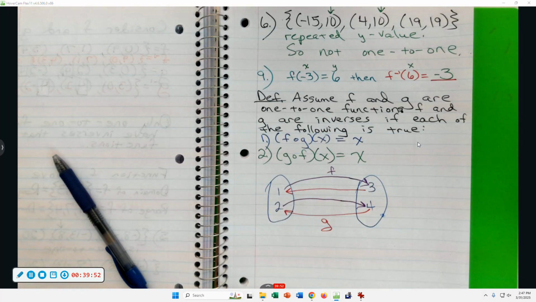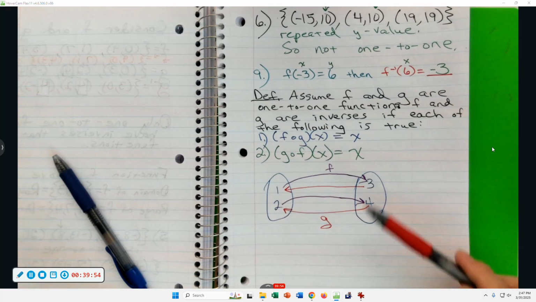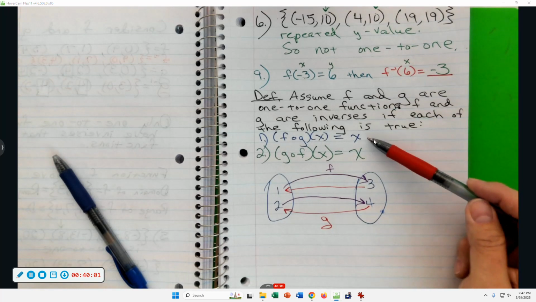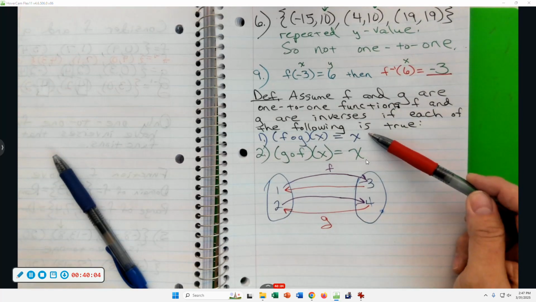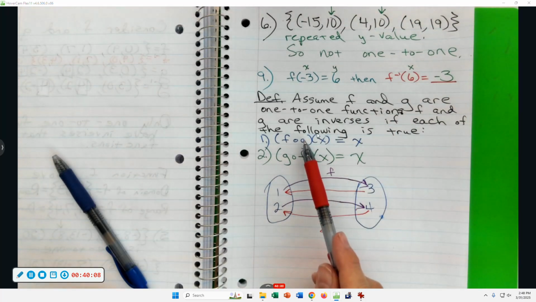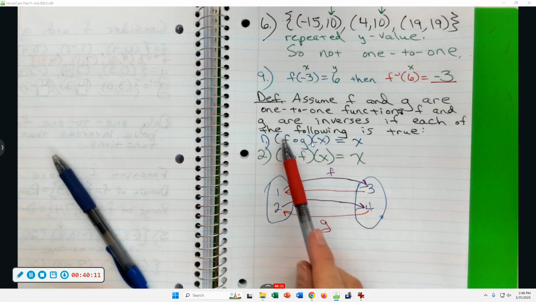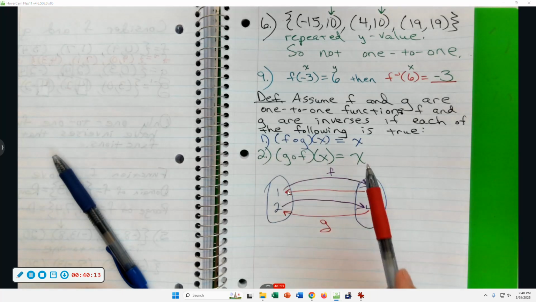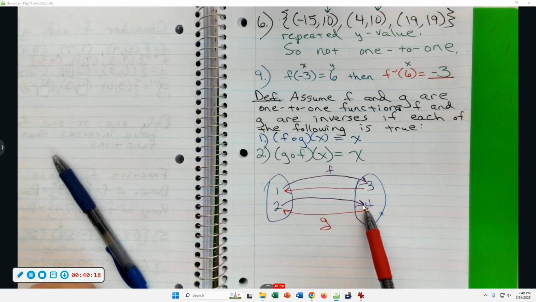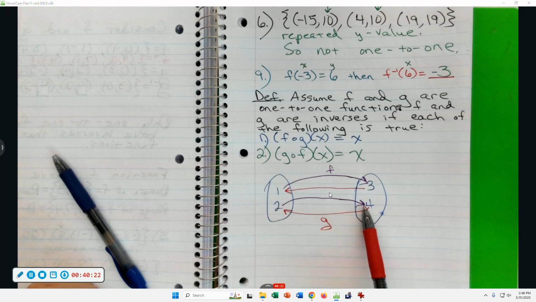With our intuitive notion of inverse, we see that F and G are definitely inverses just because of the way we're reversing the ordered pairs. But what is this definition saying? This definition says it doesn't matter where you start. If you perform the two functions consecutively in either order, you're going to end up where you started. If I start at this 4, let's perform the two functions. 4 goes to 2, 2 goes back to 4. You're ending where you started.